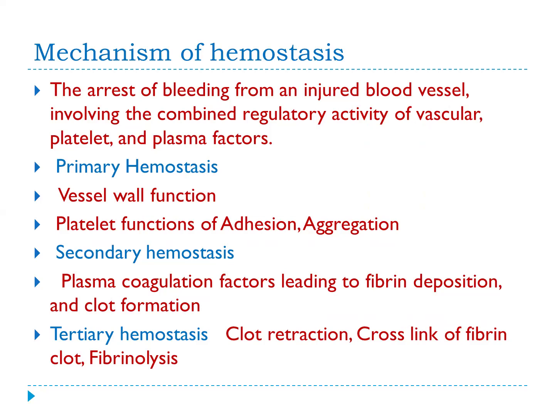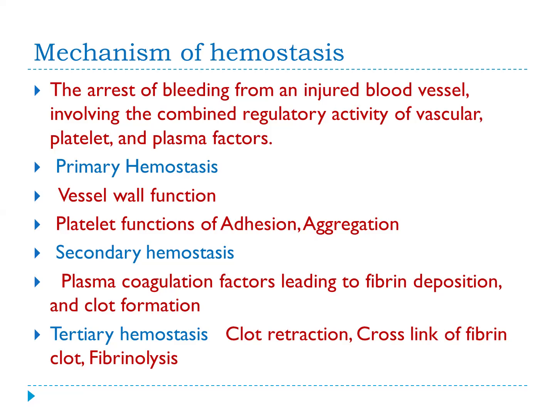So there's a primary hemostasis, where there's vessel wall function and the platelet functions of adhesion and aggregation. As soon as there's a bleeding or a cut, the platelets come forward, aggregate together and make a primary plug. But this is a very temporary plug. And there's a secondary hemostasis, where the coagulation factors are activated and there's fibrin deposition and clot formation.